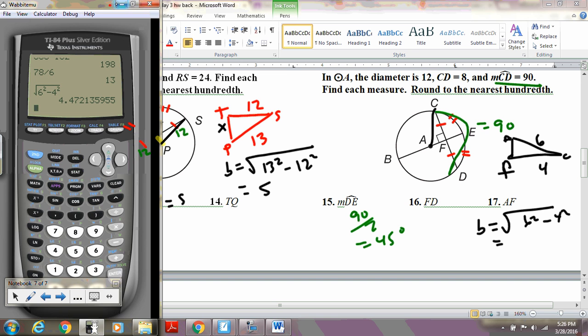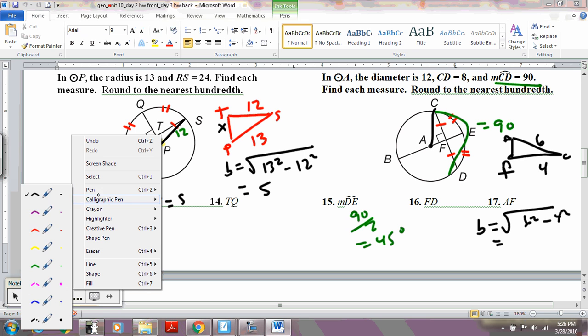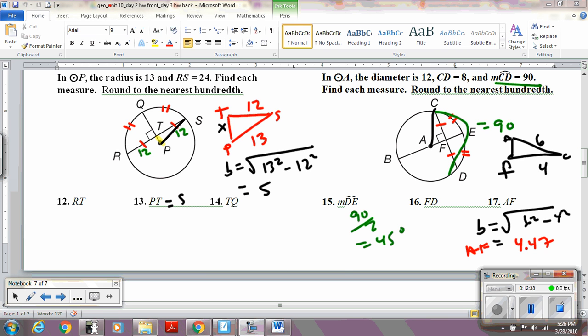Approximately 4.47. And since it said round to the nearest hundredth, that is good enough. So AF is approximately 4.47. And this concludes your tutorial for this assignment. I hope this information was helpful. Now complete the evens.